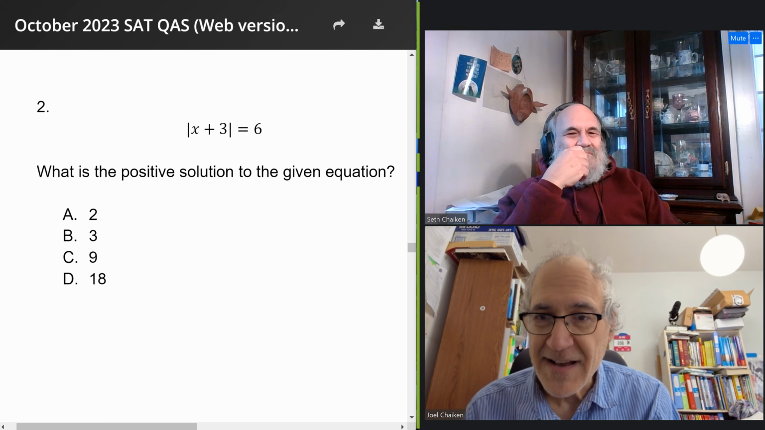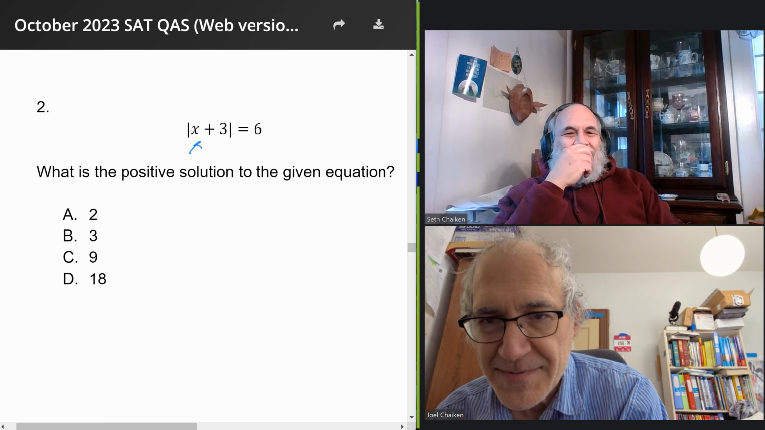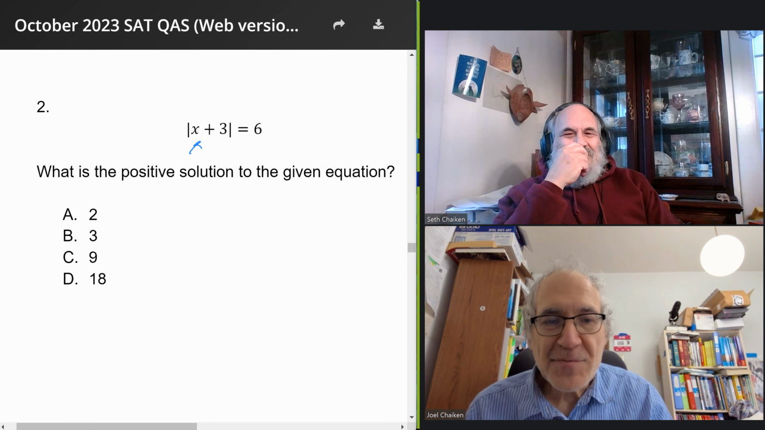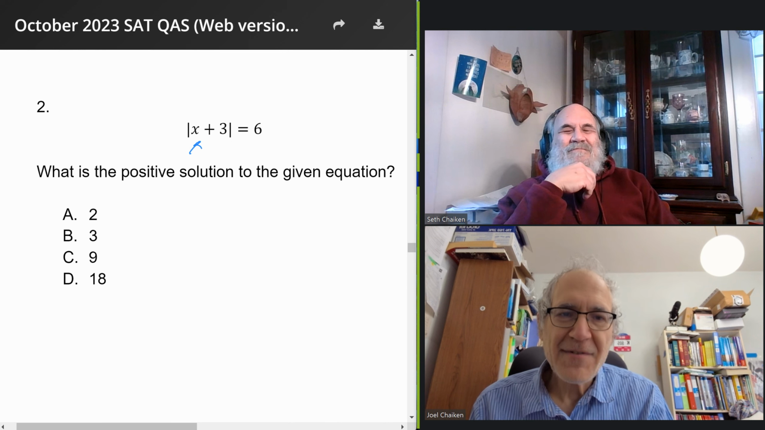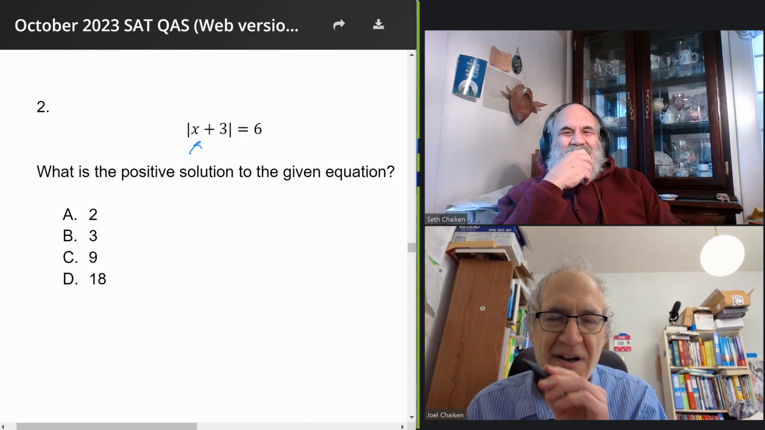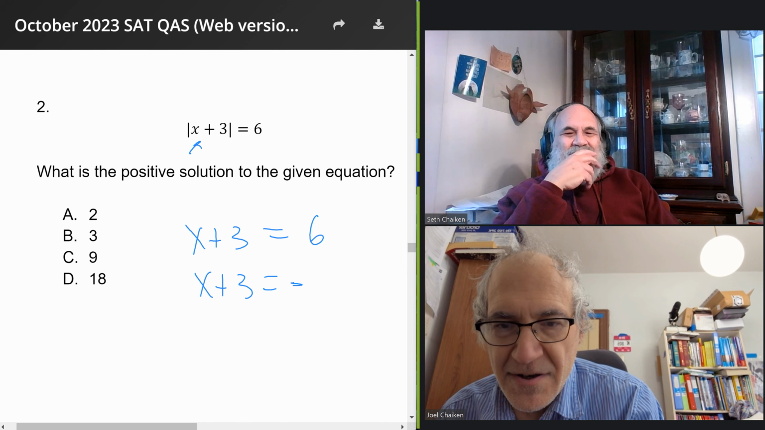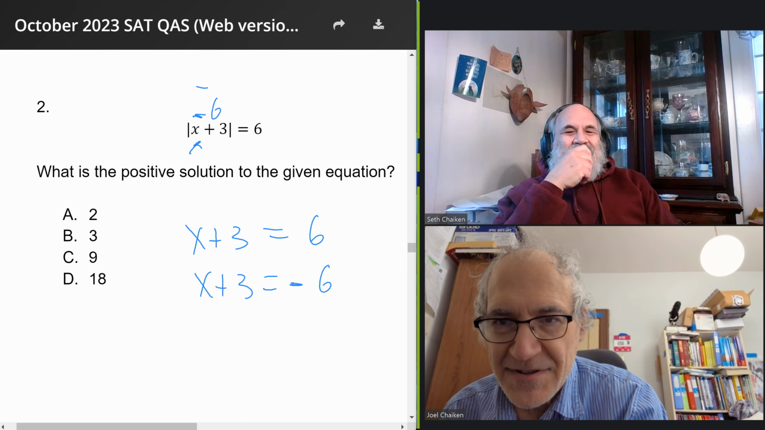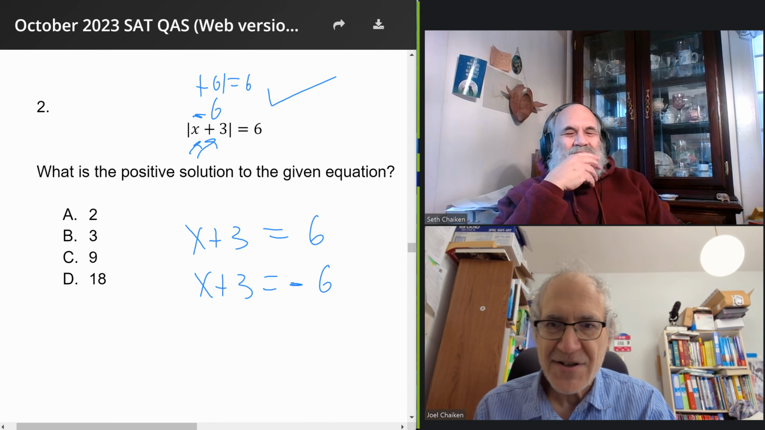So here we have one: the absolute value of x plus 3 is 6. Those bars mean absolute value. The absolute value is a function where the output must be positive, or zero. So that's telling us that x plus 3 has to be 6, but x plus 3 can also equal negative 6, because the absolute value of negative 6 is 6. So it satisfies the equation.